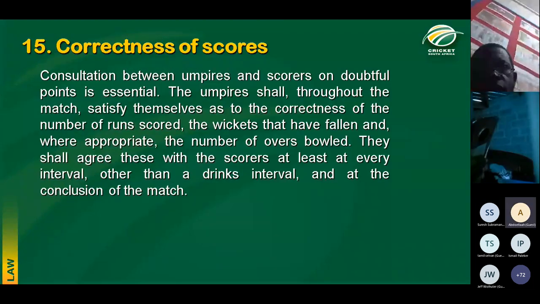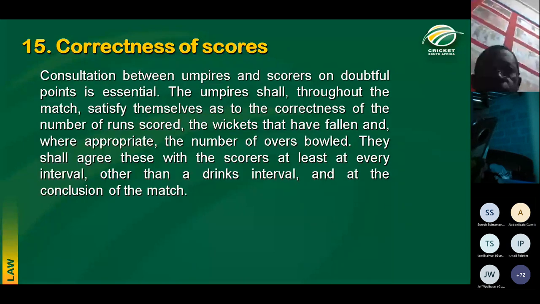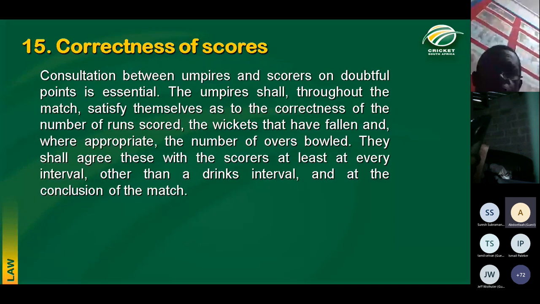When it comes to the correctness of the scores, an important job of umpires is that they need to make sure throughout the game of the correctness of the scores. So importantly, in modern cricket, as soon as you go for lunch or tea time, or there's an interruption, let's say for rain, immediately go to the scorers and confirm that both scorers agree with the number of runs, the wickets, and the overs.